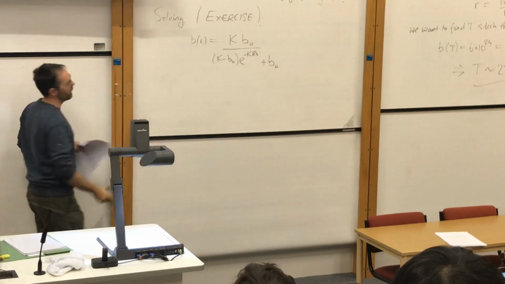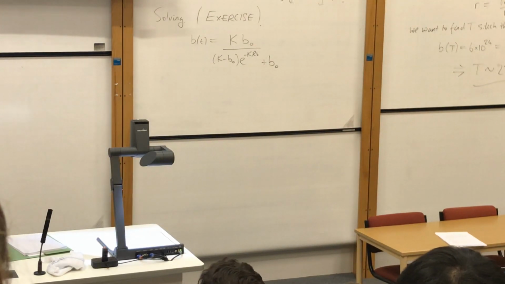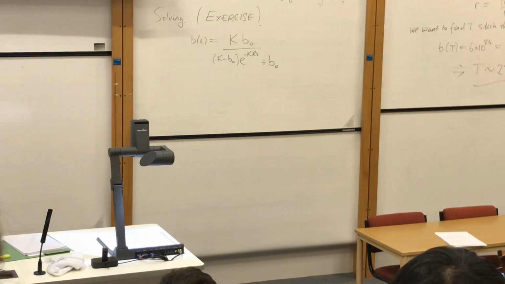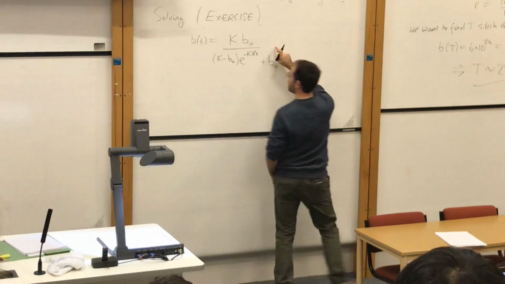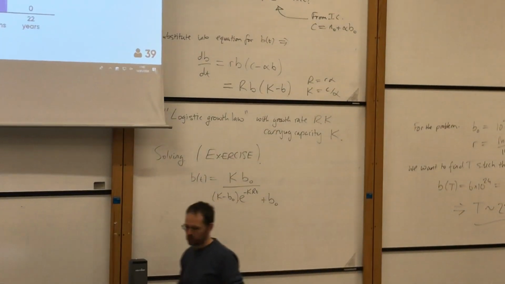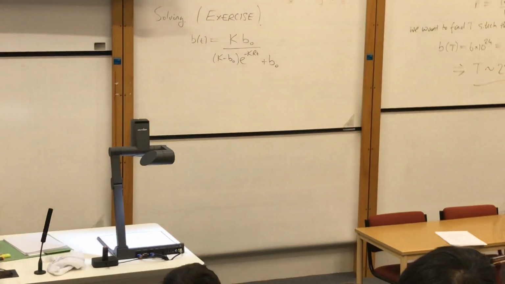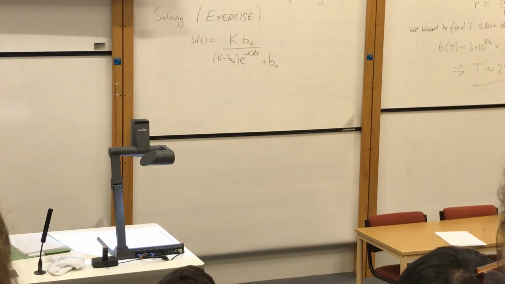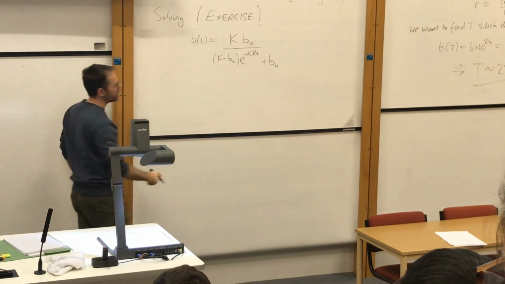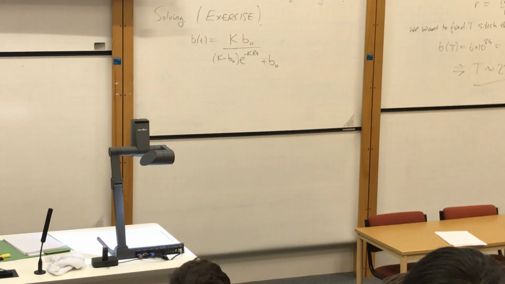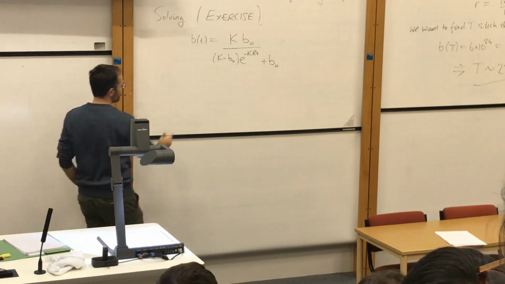Okay. And as I say, I really would recommend that you try and solve that yourself to see if you can get to this sort of answer. Okay, so in this case we've got an explicit analytical solution for B of t.